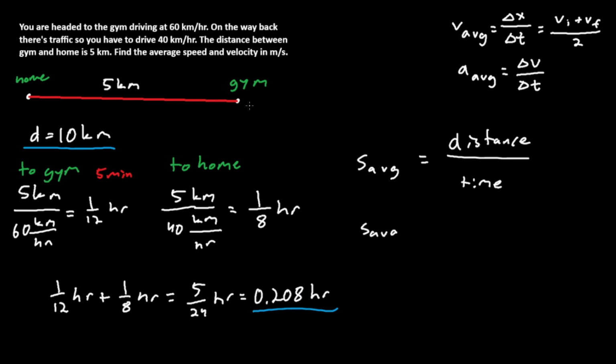So the average speed is equal to distance, 10 kilometers. Remember, distance does not change in position. What word did I use? Change in position. Oh my god. Distance is total distance traveled. So you went 5 kilometers to the gym, 5 kilometers back. That's why this is 10 kilometers. And your change in time is calculated by using your speeds back and forth. So your total time is 0.208 hours spent driving.